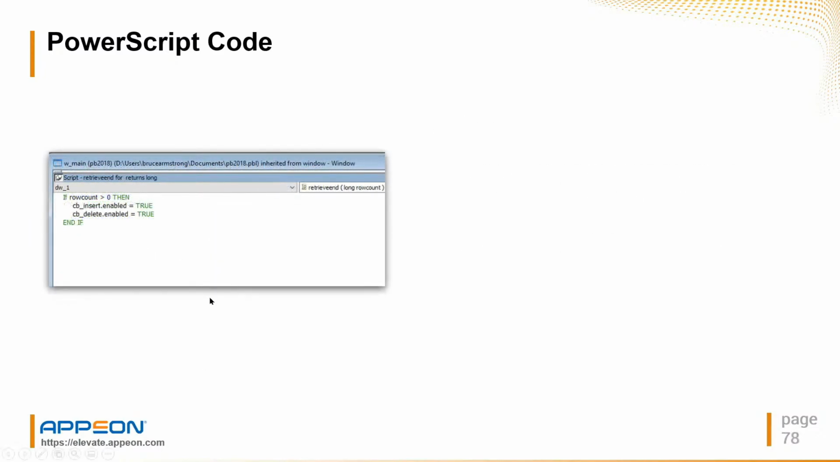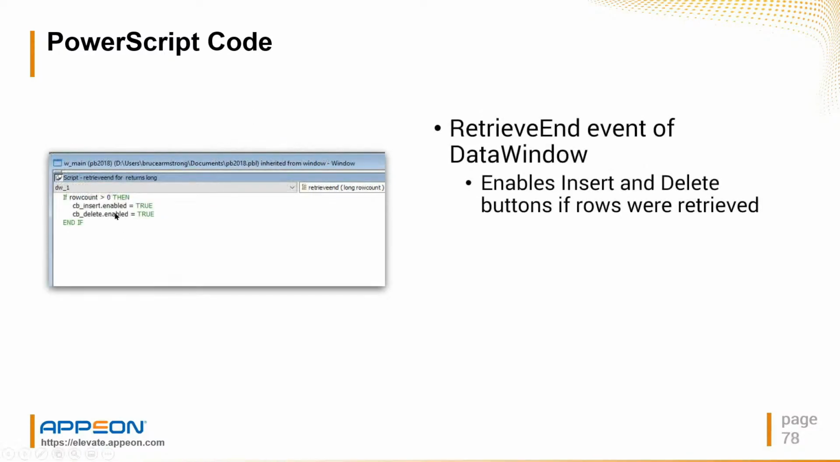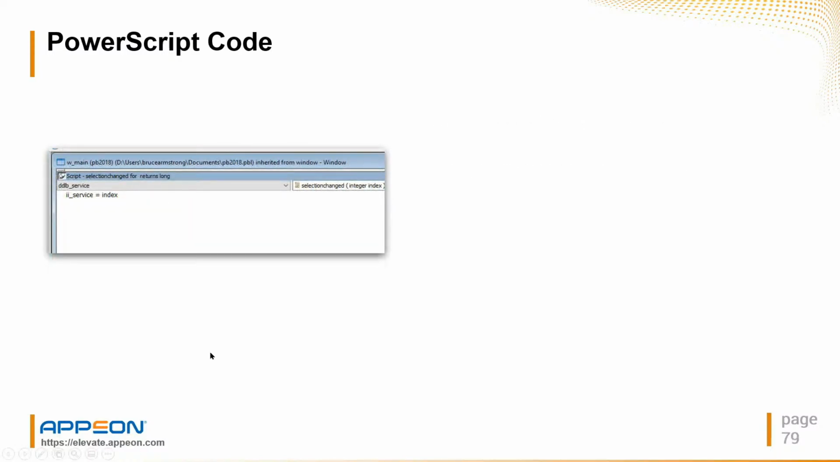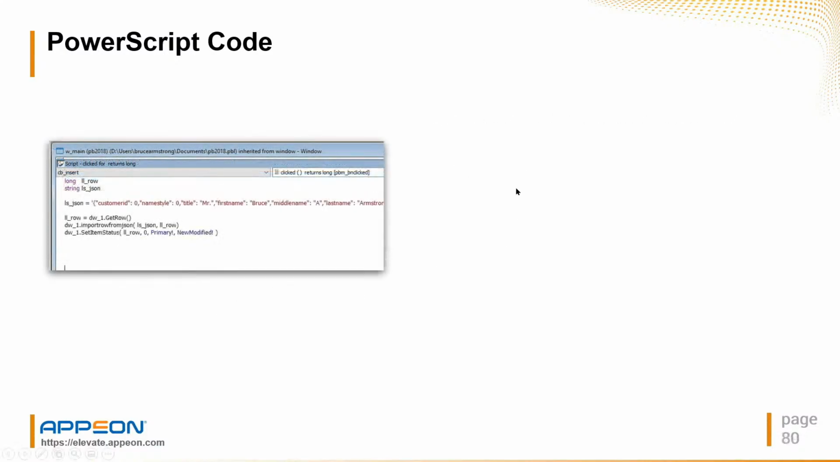This is my retrieve end event. Basically, if there's no rows, I'm not sure why I've disabled insert here, but certainly delete should be disabled if there's no rows in the data window. This is the selection changed event of the drop-down list box. It just lets the instance variable know which option was selected. The reason I want to do that is I've got some functions here that depend on what the value is, and rather than go and get the value off the drop-down list box, I just grab it off that instance variable.